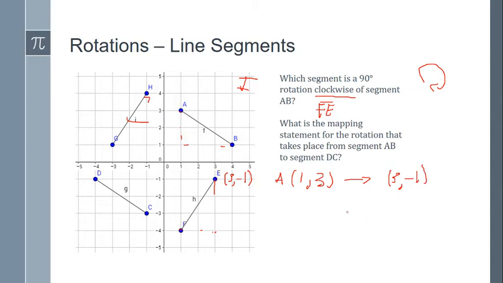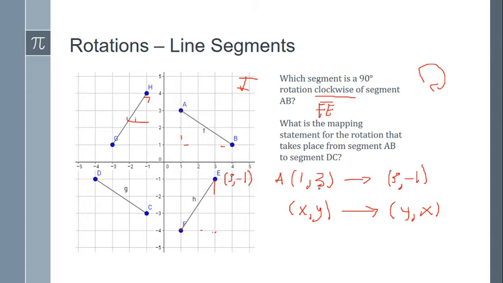So let's take a look at what happened to the coordinate points. If I had an X and a Y coordinate, what did we do to get to our new coordinate? It looks like I switched them. The 1 and the 3 are switched here. So let's go ahead and switch: the Y will become X and the X will become Y, like this.